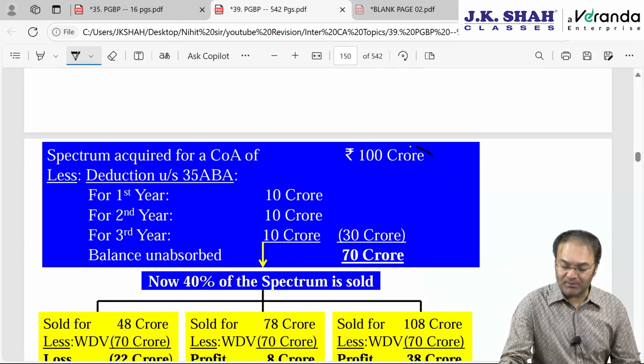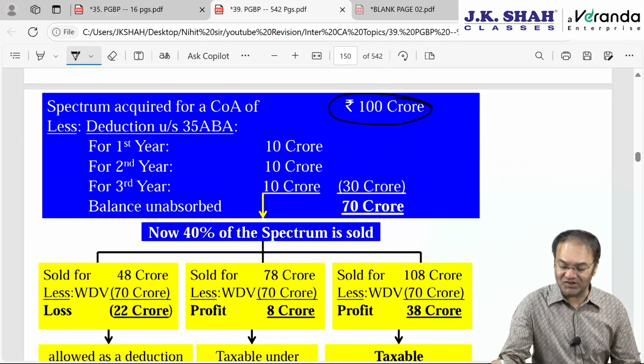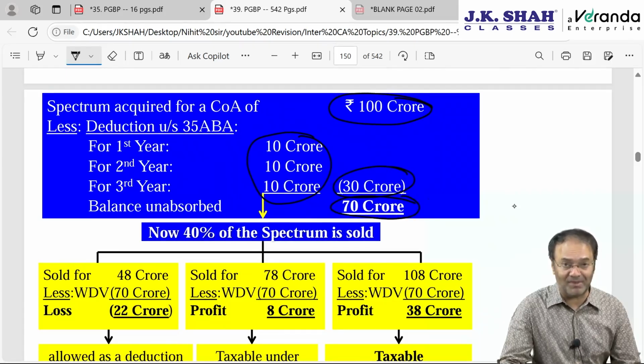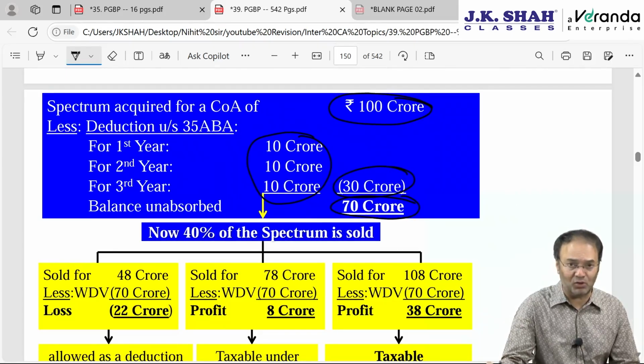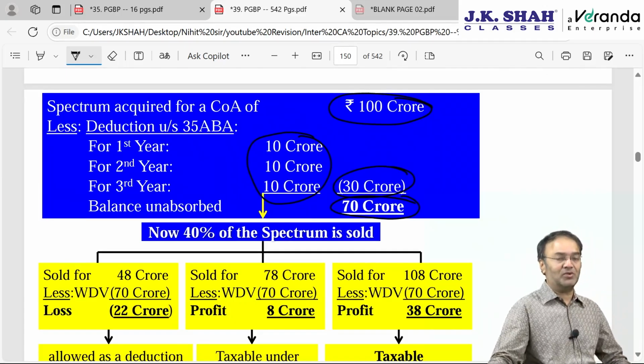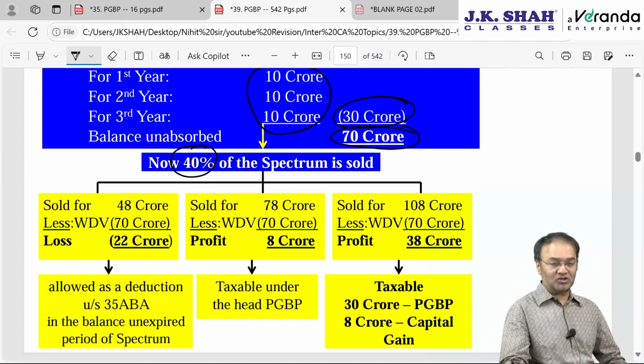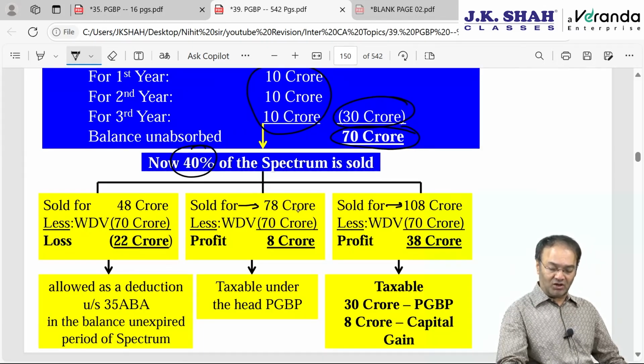Simply, same example: 100 crore is the cost of acquisition of the license, 30 crore is the deduction claimed up till now in 3 years, 10 crore each year, 70 crore is the balance WDV, which we will not call WDV, we will call it balance unabsorbed. If part of the license, let's say 40%, is sold, two possibilities: sold at a loss, sold at a profit. If sold for a profit, first understand the two possibilities: sold for more than 70 crore but less than 100 crore, and second, sold for more than 70 crore as well as more than 100 crore.